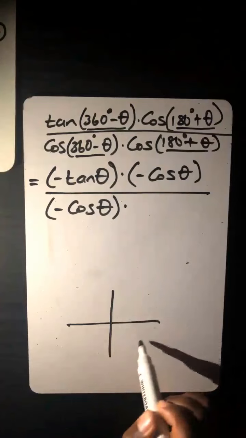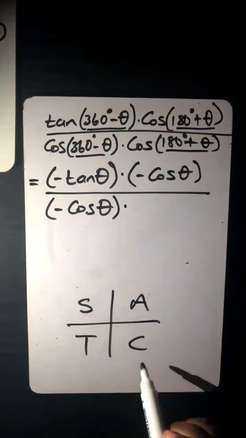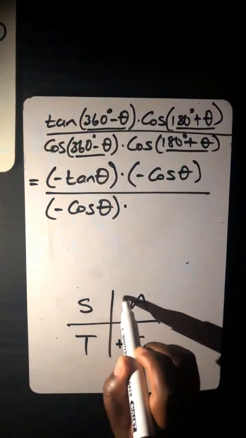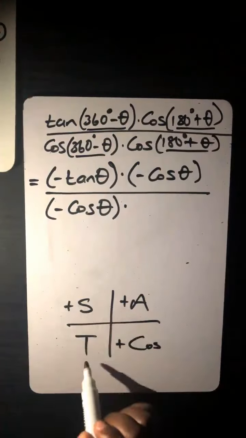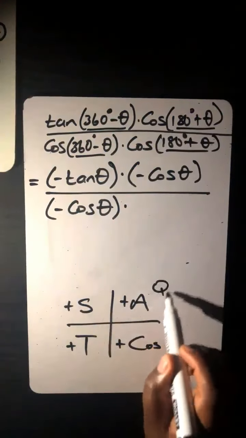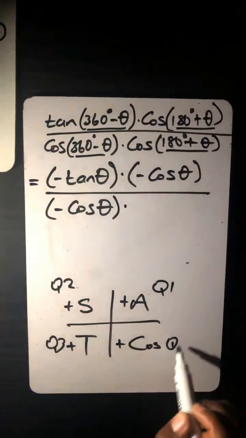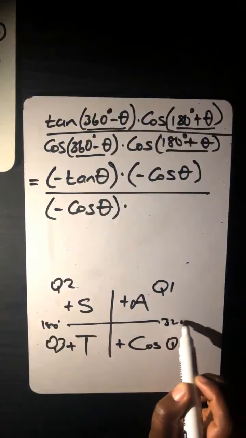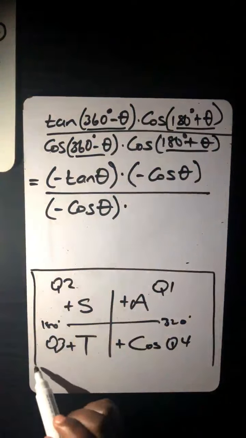Okay. Because of the CAST diagram, this is it. So it's only cos here which is positive. All of sine, tan, and cos are positive there, and it's only sine here which is positive. Then you just say Q1, Q2, quadrant 3, quadrant 4. You know this is 180 there. This is 360 there. So this is all that you need when you're dealing with this type of problem.